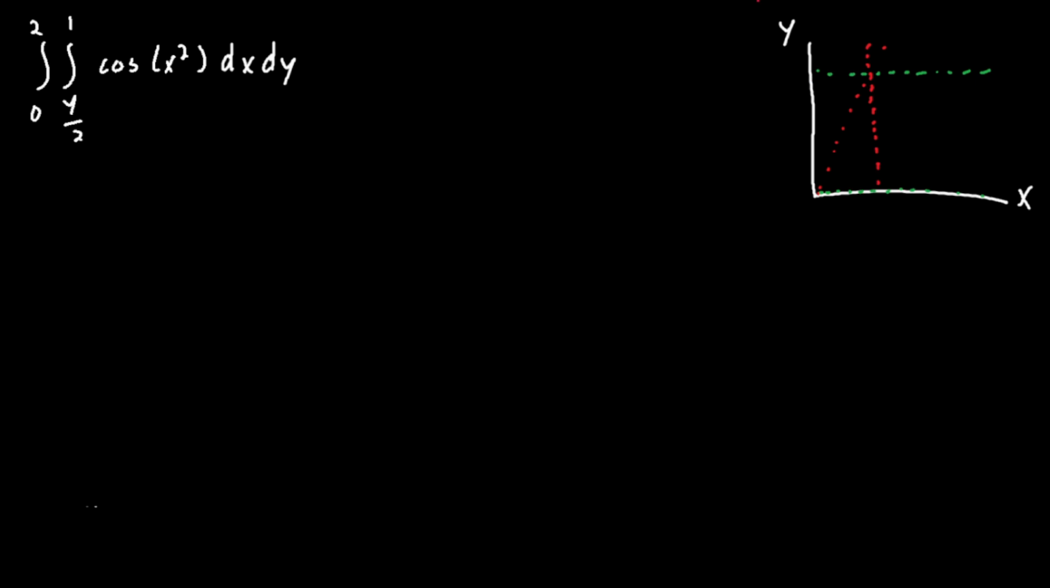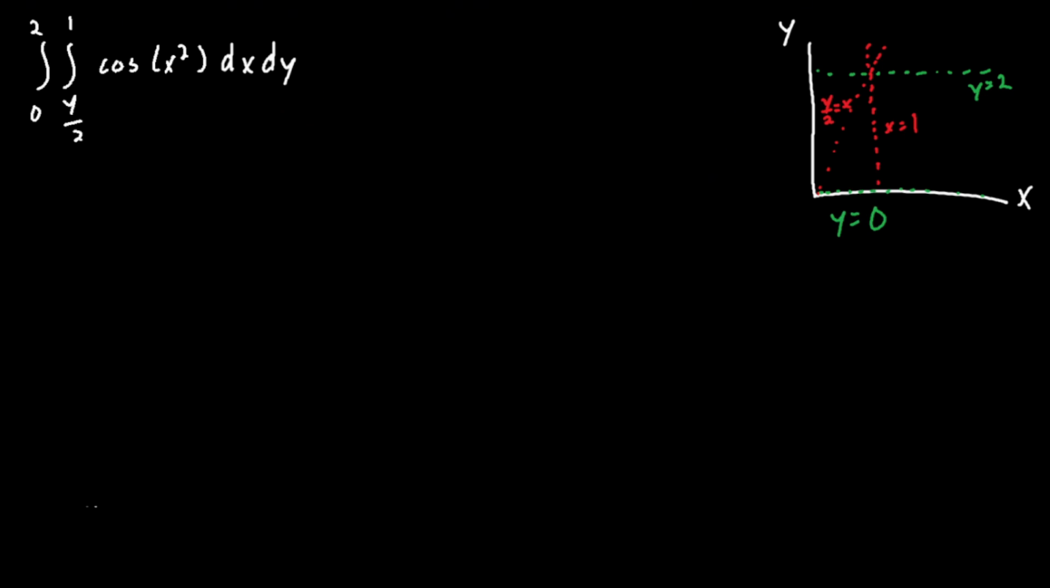So right now we have, what is this? This is our y over 2 function, which is equal to x, and x is equal to 1 here. And this is our y function. y is equal to 2, and y is equal to 0.